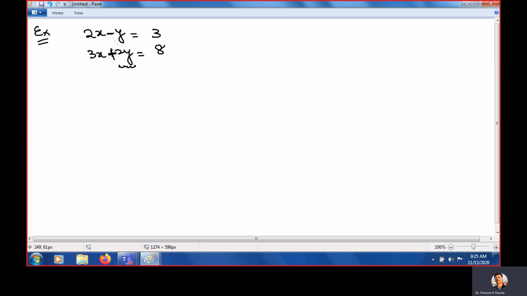But look here. Here it is 2y, here it is y. So what we are going to do? Because here is 2, we will multiply this equation by 2. If you multiply this equation by 2, you need to multiply 2 everywhere. 2 into 2, 4x, minus 2 into 1, 2, and 2 into 3, 6. This is equation 1.